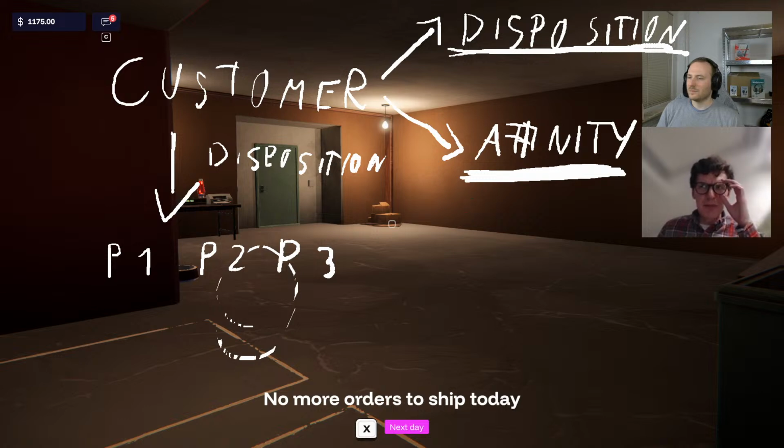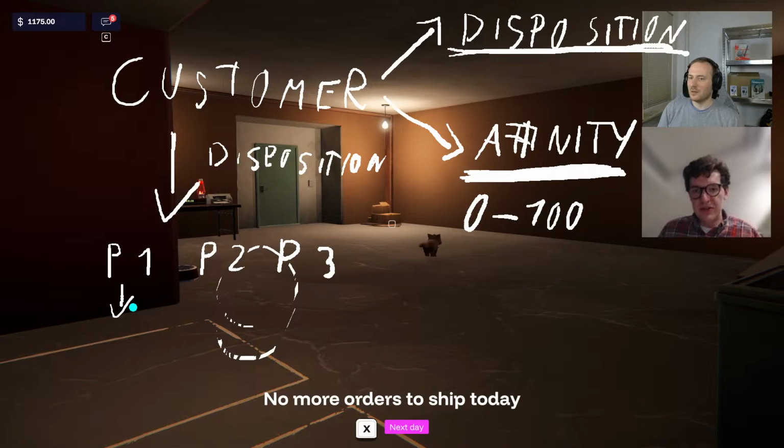So it's usually, I believe, between 0 and 100. 0 to 100, and basically this is a percentile chance that if it's 50 for product one, there's a 50-50 chance that they want to buy this. Correct. Yes. Okay. And now here we have three products, right?